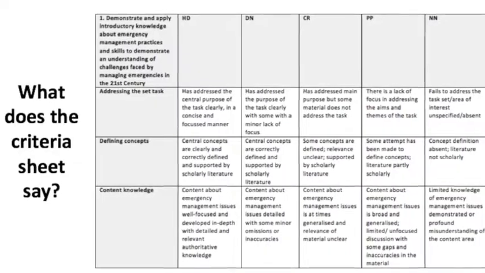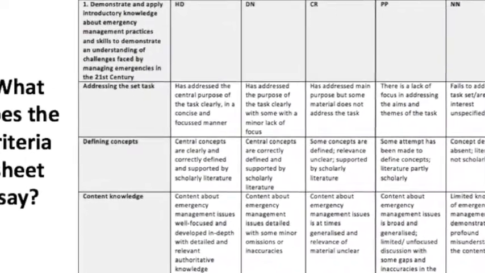So it's pretty important that I have something in there that says you need to address a set task. Second, you need to define your concepts. Please make sure you use scholarly literature to do this. Wikipedia is not scholarly. Other things online may be scholarly, but not Wikipedia. Don't use Wikipedia. So use your scholarly literature, use your readings, use the other stuff that you find in the databases to support what you're saying.